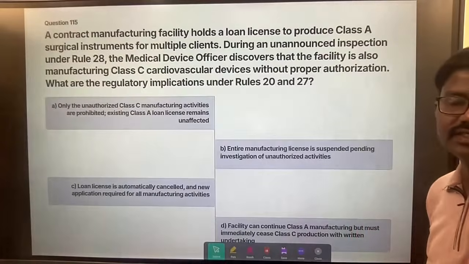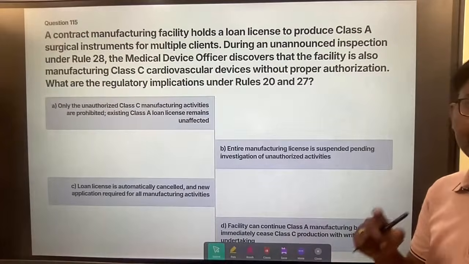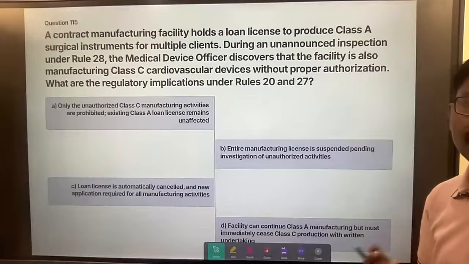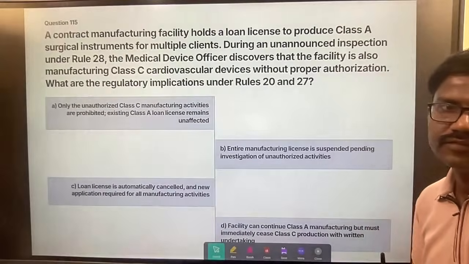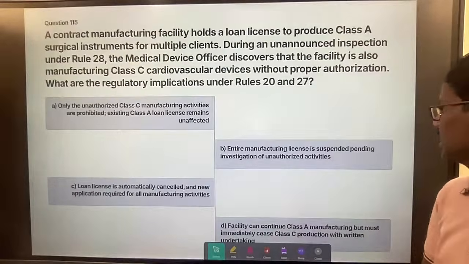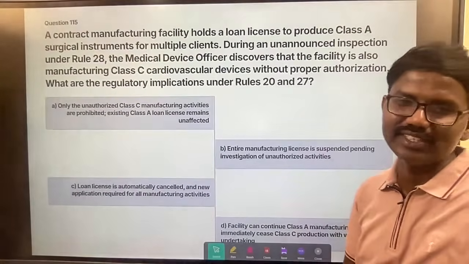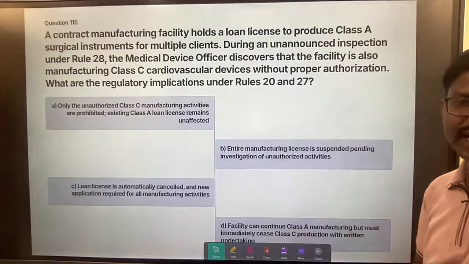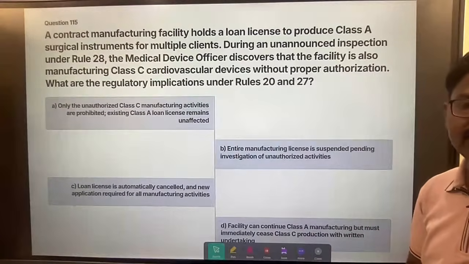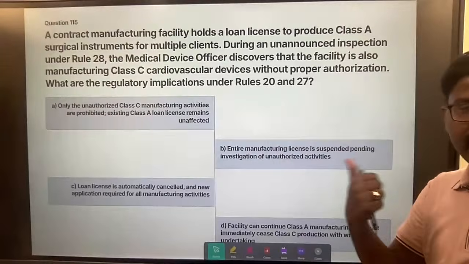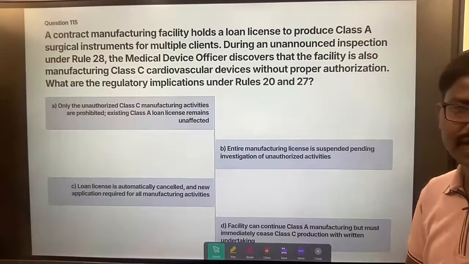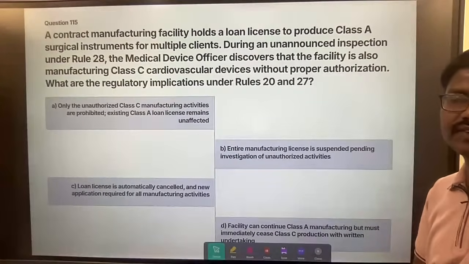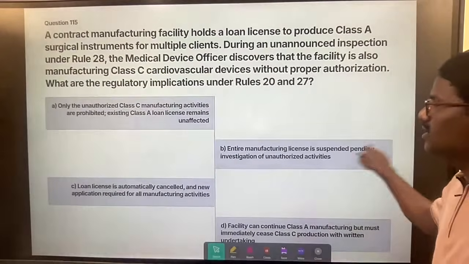What is the answer in this? He has a loan license for class A, but he is producing class C. Then what will he do? Entire manufacturing license is suspended. Yes, you are the powerful person. But you should follow the rules, right? No, you cannot cancel the entire manufacturing license because he already has class A. If he is making a mistake with class C, just cancel the class C only.